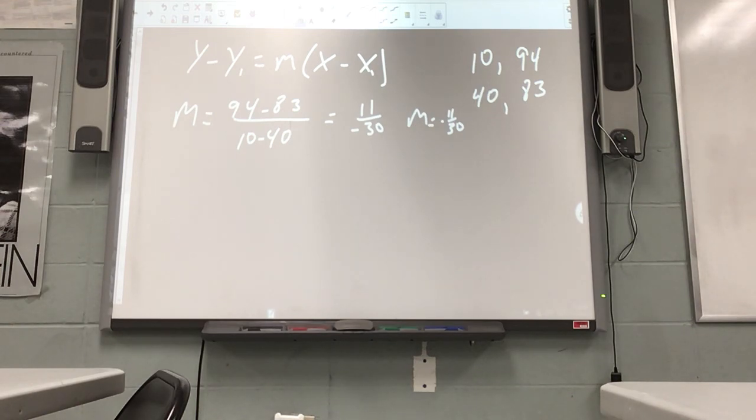Would that be our equation or solution? No, that's just our slope. We haven't got any equation or anything yet. What number is this? 19.